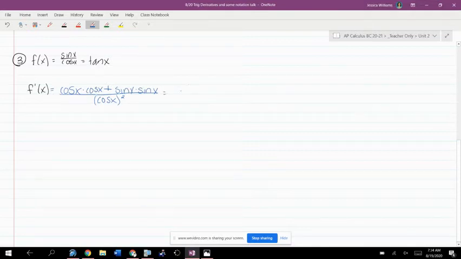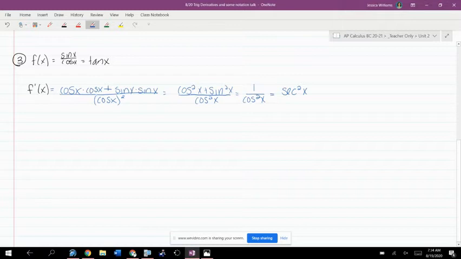Okay, well if I clean, this is cosine squared plus sine squared over cosine squared. And cosine squared plus sine squared is 1, so it's 1 over cosine squared. And yes, it is. Sure it is. But again, nobody's going to write it that way. They're going to write secant squared. The derivative of tangent is secant squared.